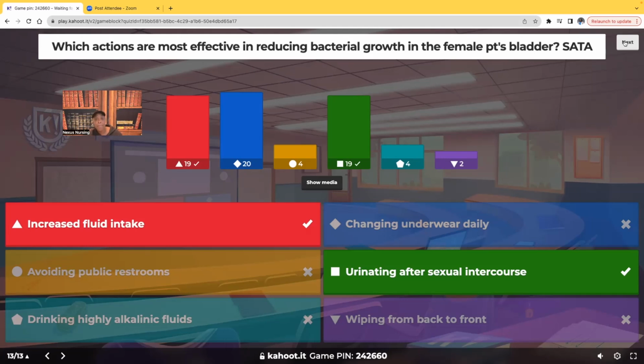Okay, so drinking highly acidic fluids is favorable just because it creates an acidic environment in the bladder. And again, bacteria does not like acidic environments. So instead of sticking to the bladder, it'll just hang out in the urine. So as soon as the patient urinates, poof, it comes out. So that's false. And of course, 2 people chose wiping back to front.